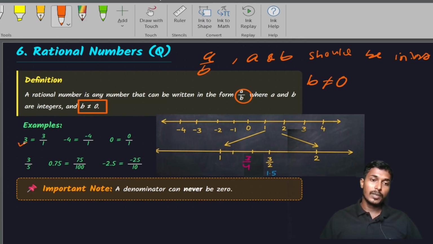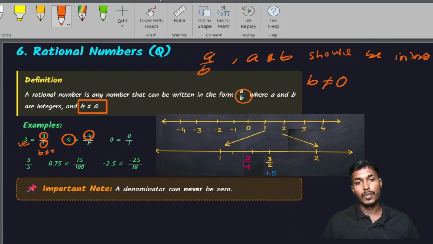Is 3 a rational number? Of course, 3 is a rational number because it can be written in the form a by b, where a is equal to 3 and b is equal to 1, and b is not equal to 0. Hence, it satisfies the condition. Is -4 a rational number? Of course, because we can write -4 as -4 upon 1, where both -4 and 1 are integers and 1 is not equal to 0.